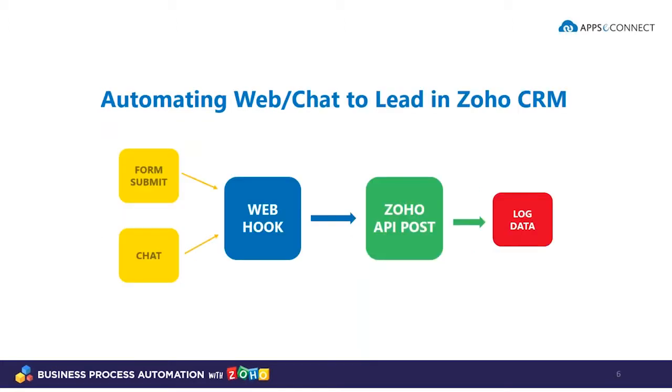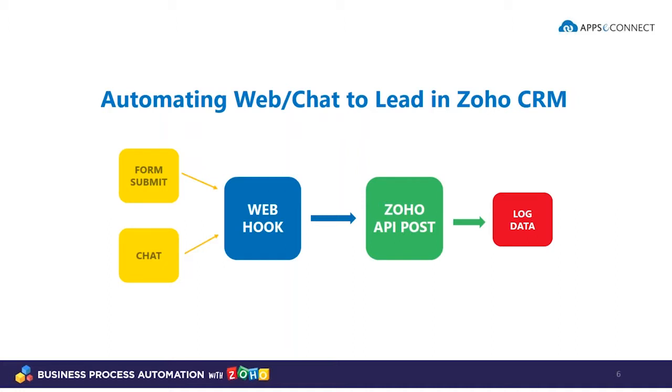Now, the first demo will be of automating web and chat to lead in Zoho CRM. Imagine you have a web form where you collect leads, and also you collect leads from various other sources like chats, etc. So when a person submits a form, or you end a chat, then a webhook fires. In every application, there is a webhook which fires after each and every event.